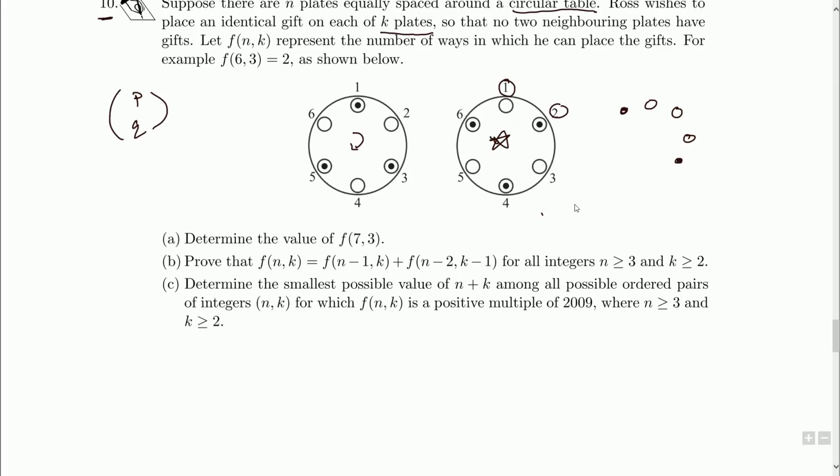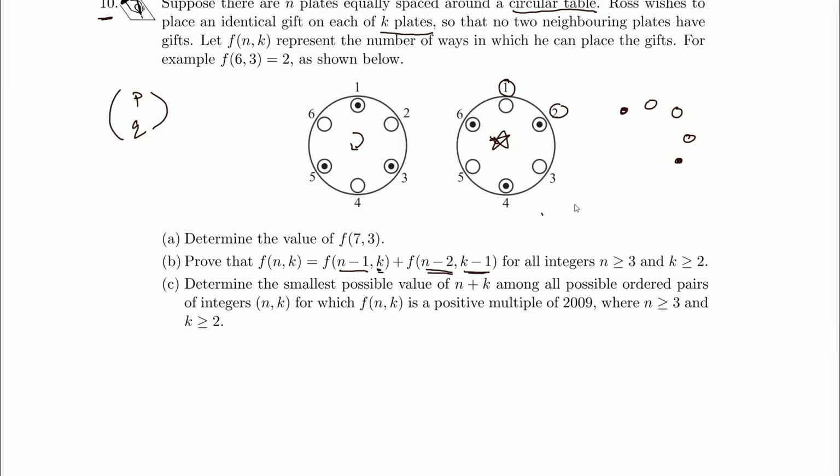Okay. So A, determine the value of f(7,3). Not too big a deal. Just have 7 plates around. I might be wrong, but honestly I don't think there'll be that many to actually write out, maybe 4 or 5. B part, prove that f(n,k) is... Oh, here we're slowly getting a formula. f(n,k) = f(n-1,k) + f(n-2,k-1). So we can lose a plate and still have the same number of gifts, or we lose 2 plates and have 1 less gift.